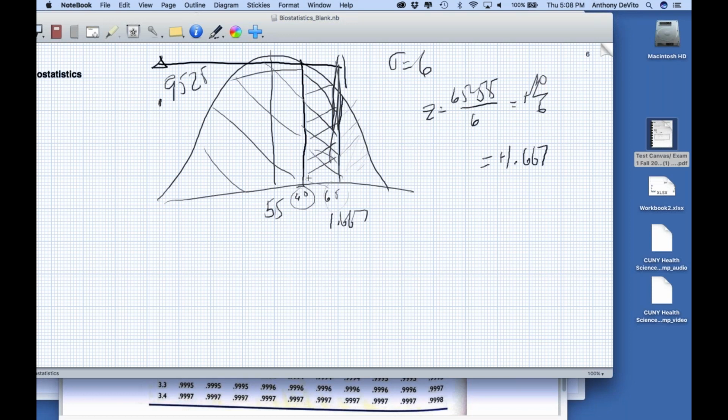So we know that this is 60. We want to know what's between 60 and 65. So I'm going to find this area here. Okay, so what is that area going to be? Well, the Z-score is going to be 60 minus 55 over 6. That's going to be equal to 5 over 6. What's 5 over 6? 0.833, right?